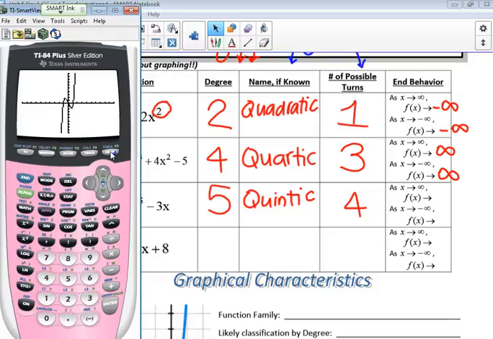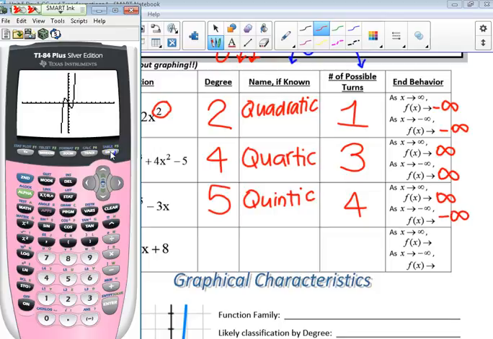So, as x is approaching positive infinity, where is this end going? Positive. As x is approaching negative infinity this way, it's approaching negative. And they're going to be opposite. Okay, we know odd is opposite. So if you get one end behavior, you know the other. It's really that simple.